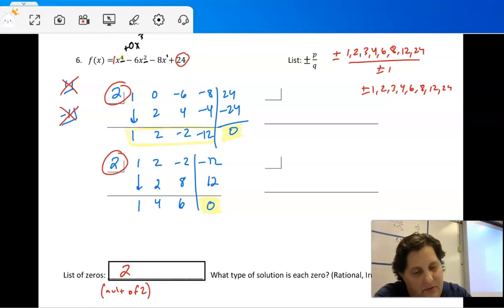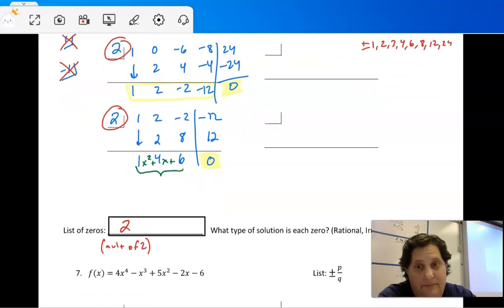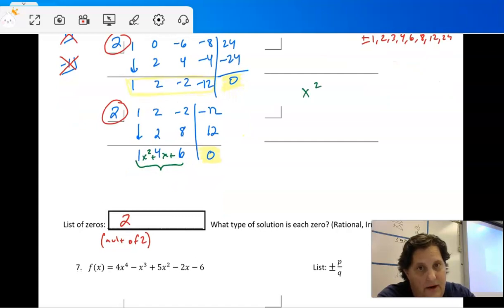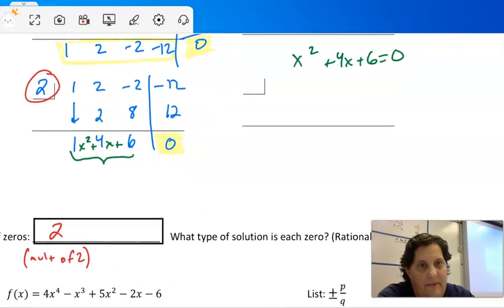Now, I'm going to take this part that's left right here and see if I can solve it. So this first one was x to the 4th, this one was x to the 3rd, so now this one is x squared. Okay, so let's write it like this. X squared plus 4x plus 6 equals 0.